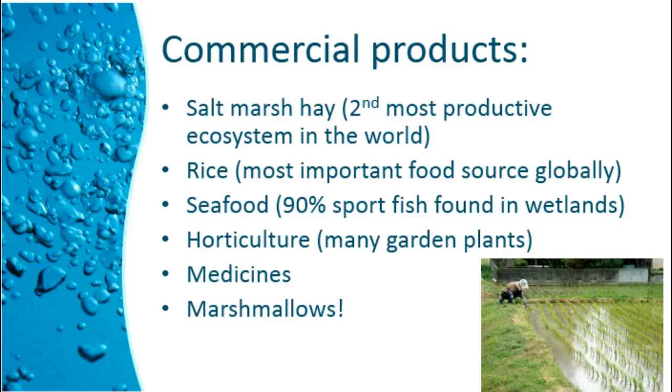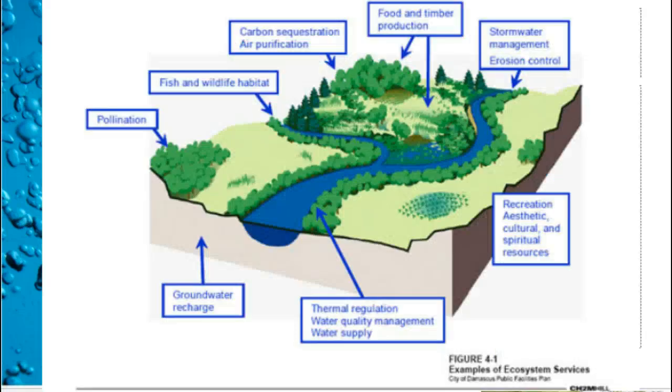There's also a lot of commercial products that rely on wetlands to be produced. One of the most important ones is rice. That is a huge food crop globally. A lot of fish and other seafood breed in wetlands, either freshwater or saltwater wetlands, so they're very important for a lot of our seafood organisms. And then things like marshmallows are grown in the wetlands, so a lot of our crops and medicines.